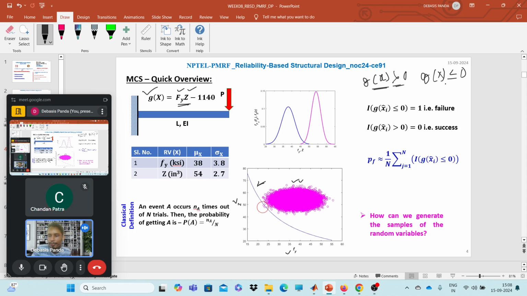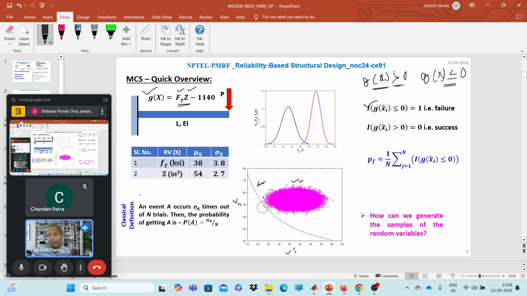Now for the failure, recall that for a limit state, if it is less than or equal to 0, we consider this a failure. So for the failure, we assign one indicator function that will tell us that when the gx fails, it will take the value 1 and store the value. So now we have the values for how many times the limit state becomes less than or equal to 0. For those, the indicator function gives 1, and we store the values.